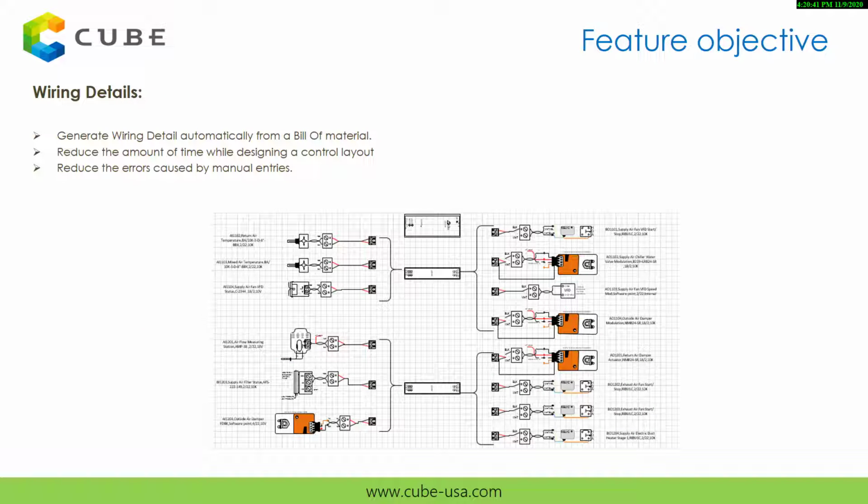Okay, wiring details. The idea behind the feature is to help you save time when creating wiring schematics, and reduce the amount of time spent designing a controls layout. Most importantly, because nothing is done manually, we really want you to reduce the errors often caused by manual entries. Typically, wiring schematics are very time consuming, because of the amount of time and information required to produce wiring details.